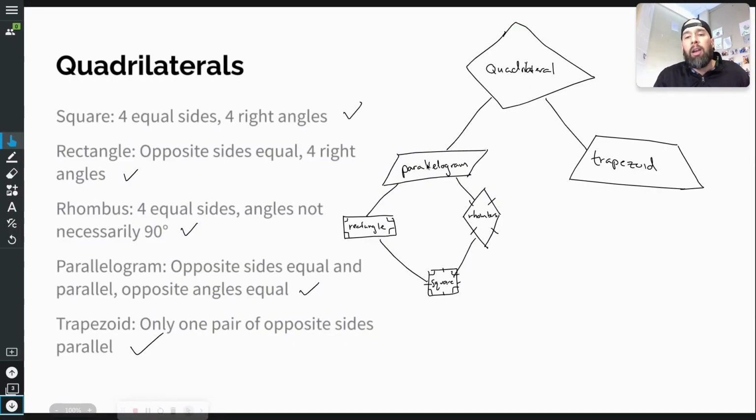Quadrilateral, 4 sides. Parallelogram, opposite sides are equal and parallel. Rectangle, 90 degrees and opposite sides are equal and parallel. Rhombus, opposite sides are equal and parallel. Doesn't have to be 90 degrees. Square, everything is the same. I think I said rectangle, equal, and parallel. They're not. Rectangle doesn't have to be equal. My bad. Trapezoid, just opposite sides are parallel.